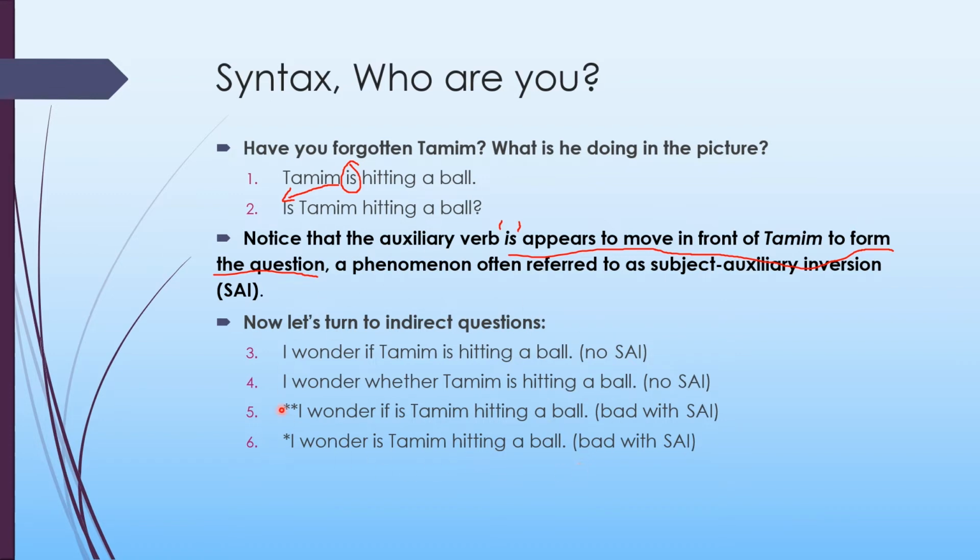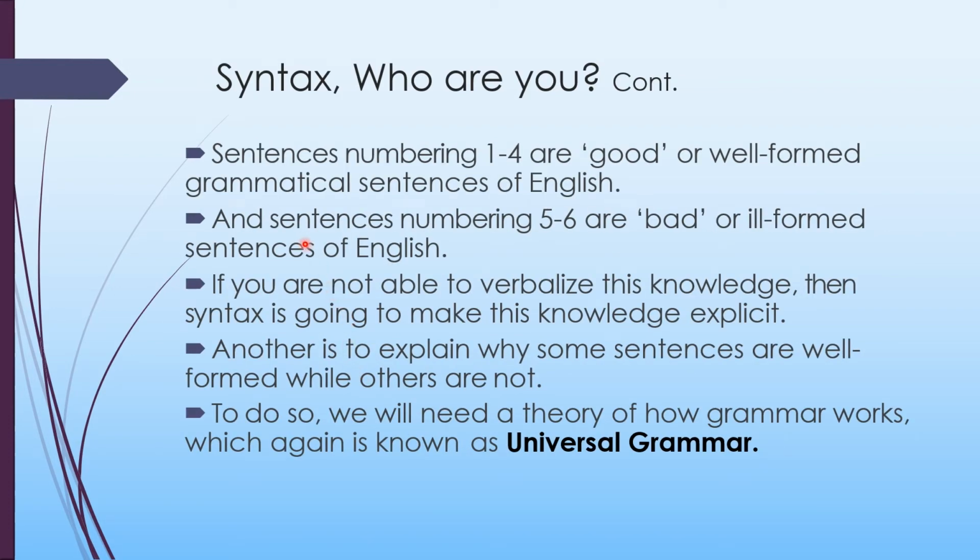You can see that there is a subject, an object, and a verb as well, but there are some issues. Sentences numbered 1 to 4 are good, well-formed grammatical sentences. That's what we are saying about SAI. But sentence number 5 and sentence number 6 are ill-formed. They have a bad SAI, which makes them ill-formed sentences.